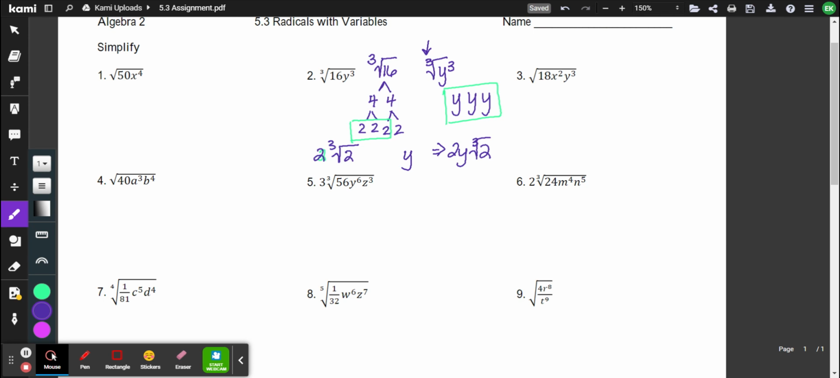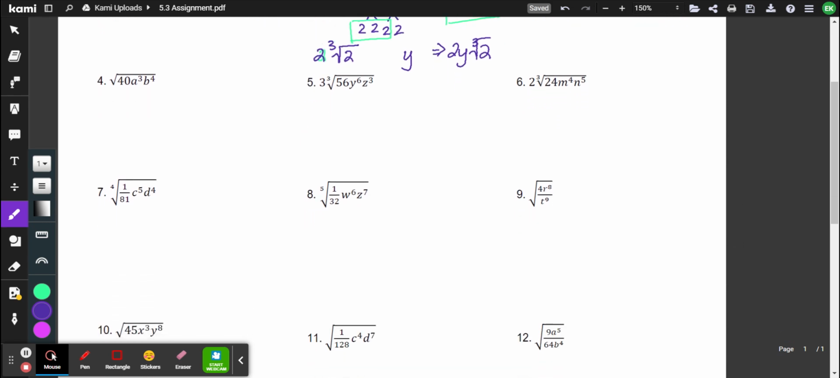So if you can separate them, like for number 3, you could separate this into 18, and then do x squared, and then do y cubed. Separate them out and do each one separately, looking for the groups, okay? Let's look at number 6 and talk about what happens on this one. So this 2 is just going to hang out, and I'm going to put it in at the end, kind of what I did back here with this, okay?